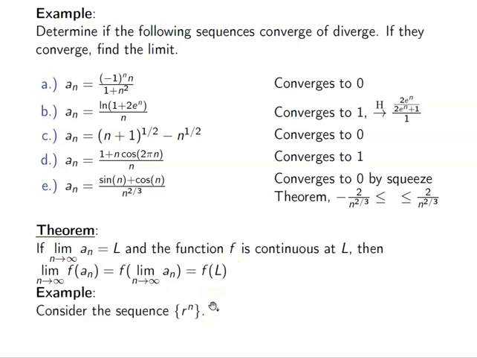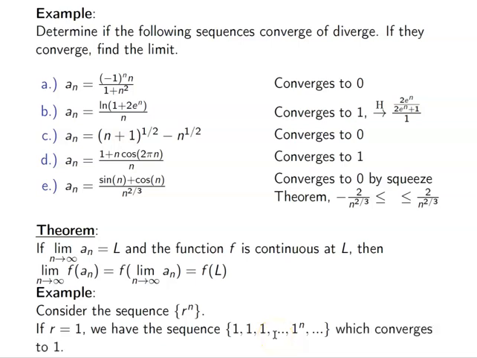So let's do an example, not necessarily of this, but we will move on to another example. So consider the sequence r to the n. Okay, if r is equal to 1, then we have the sequence 1 to the n power. So if r is equal to 1, the sequence is just all ones, and so obviously it converges to 1.